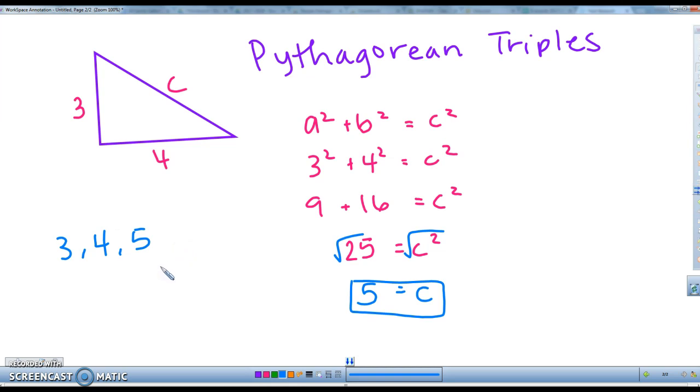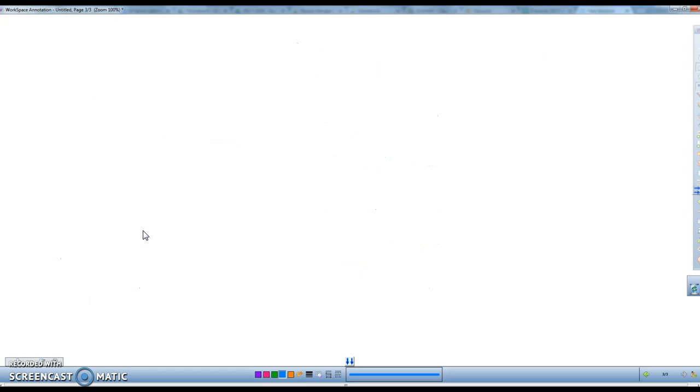Pythagorean triples, like 3, 4, 5, work for any multiple of 3, 4, 5 as well. So if I multiplied each one of these numbers by 2, so I had 6, 8, 10, that's a multiple of 3, 4, 5. 6, 8, 10 is not its own triple, but it's one of the 3, 4, 5 triples. Okay? Let me have you try this one on your own.